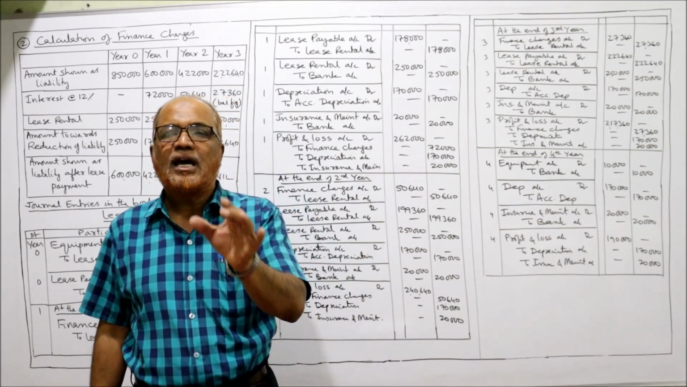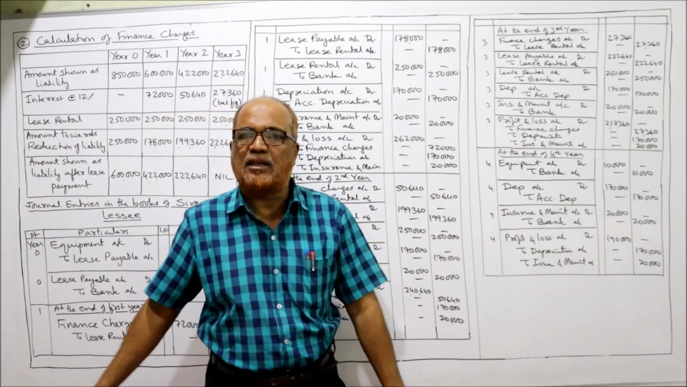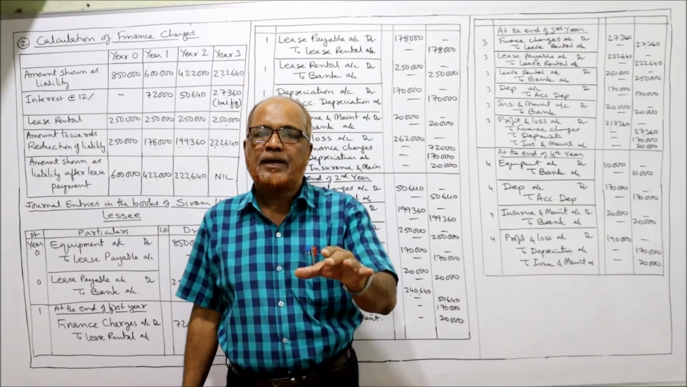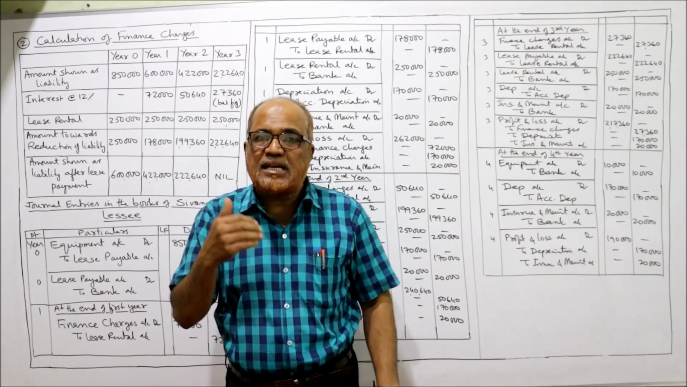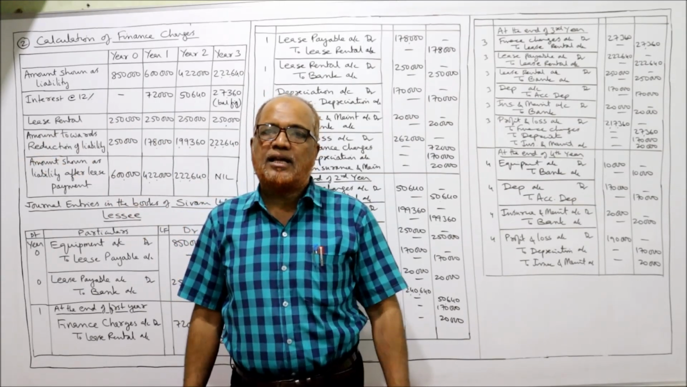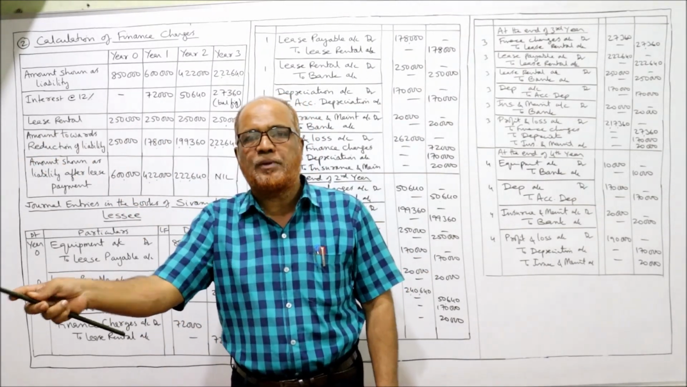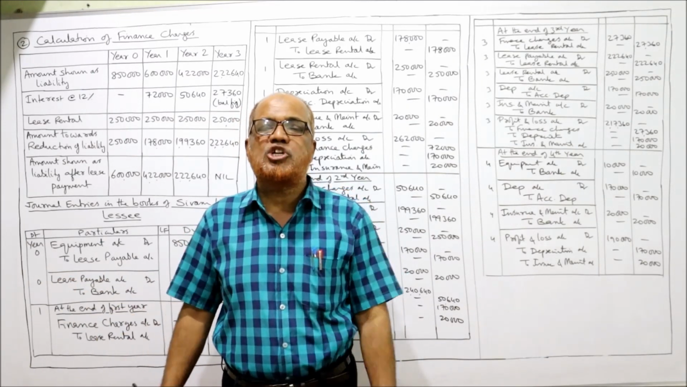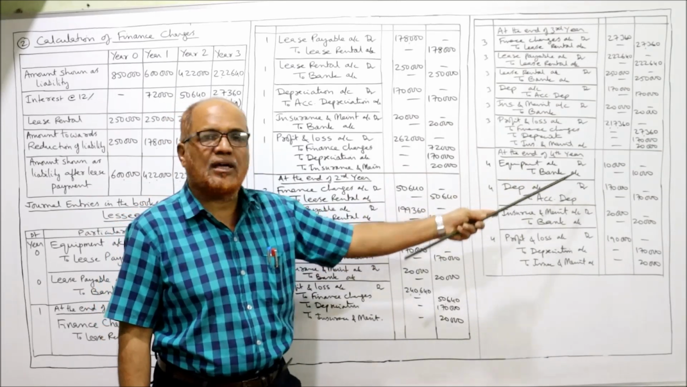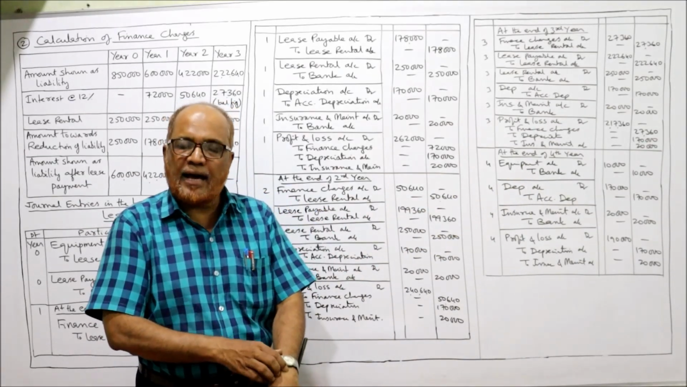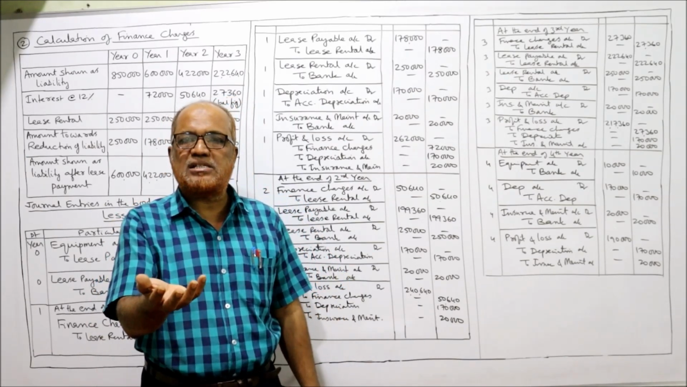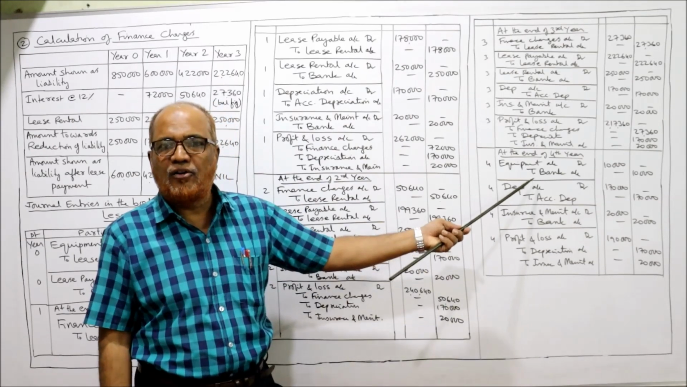At the end of the fourth year, residual value is given in the problem, 10,000. In the problem it is given that at the end of the lease term, the lessee has the right to purchase the equipment by paying 10,000 rupees to the lessor. The lessee, Shivam Limited, will pay 10,000 rupees to the lessor and take the ownership of the equipment. In that case, equipment account debit to bank 10,000, being the equipment purchased at residual value at the end of the fourth year.